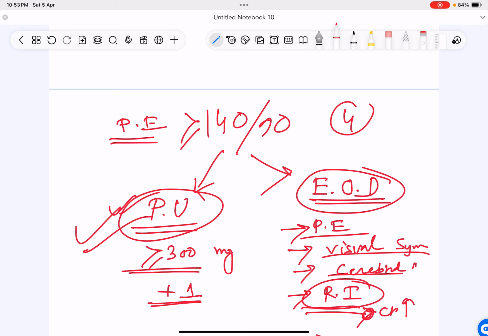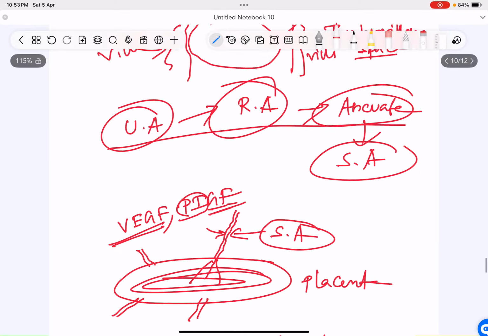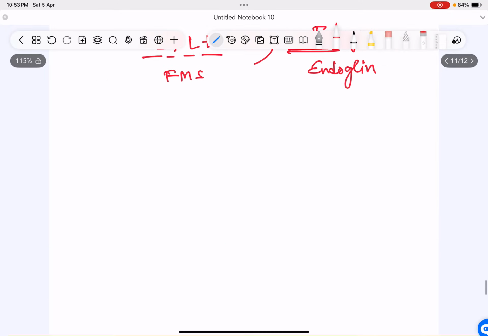If there is end organ damage, irrespective of the blood pressure, you have a severe preeclampsia. Okay, so severe preeclampsia diagnosis कैसे होता है? Severe preeclampsia, either of the two. Okay, so your preeclampsia is diagnosed.